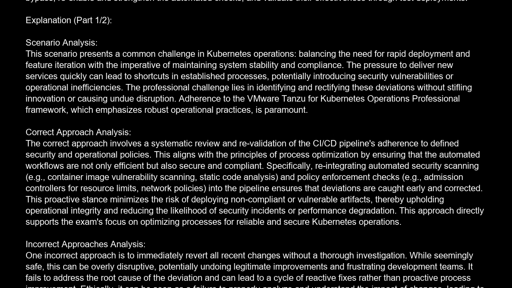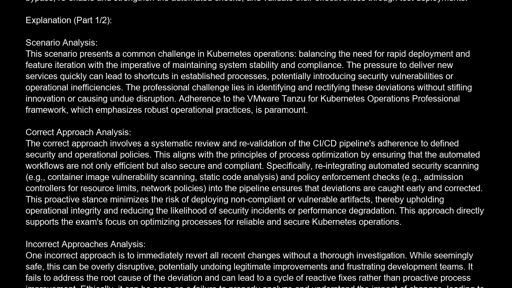Correct approach analysis. The correct approach involves a systematic review and revalidation of the CI/CD pipelines, adherence to defined security and operational policies. This aligns with the principles of process optimization by ensuring that the automated workflows are not only efficient but also secure and compliant. Specifically, reintegrating automated security scanning, e.g., container image vulnerability scanning, static code analysis, and policy enforcement checks, e.g., admission controllers for resource limits, network policies, into the pipeline ensures that deviations are caught early and corrected.